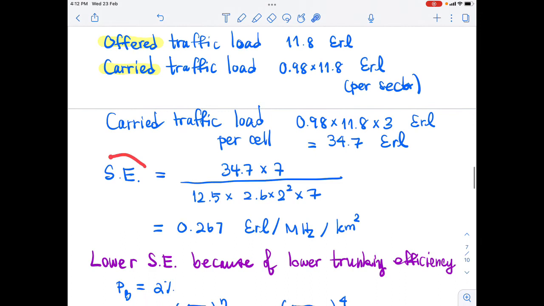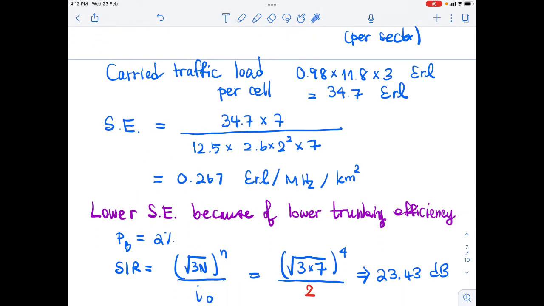So we come back to the same formula for spectral efficiency. 34.7 Erlang per cell in this scenario, multiplied by 7 cells. So here in the numerator, this is the total carried traffic for the whole cluster, for one cell cluster, divided by the bandwidth being used, which is 12.5 megahertz, and the area is the same.